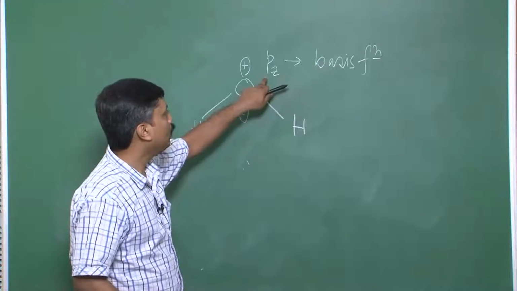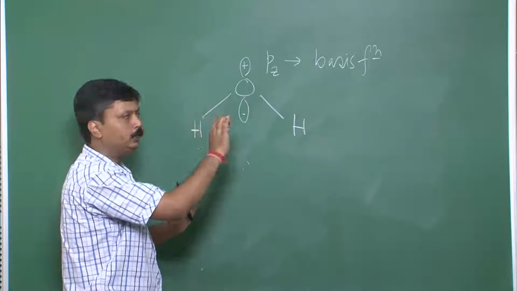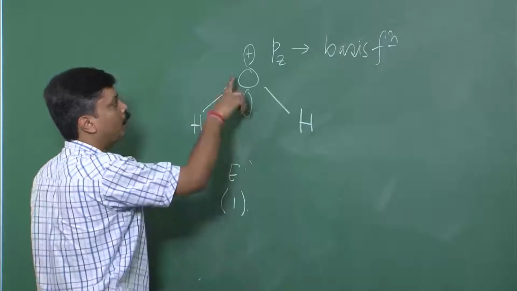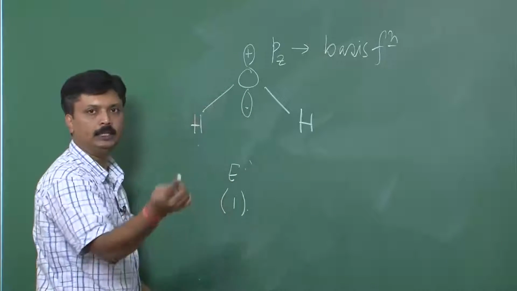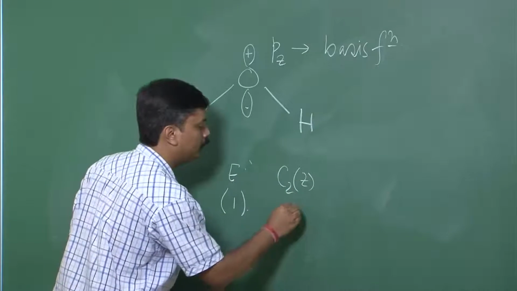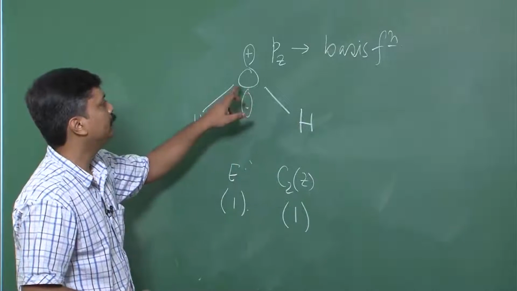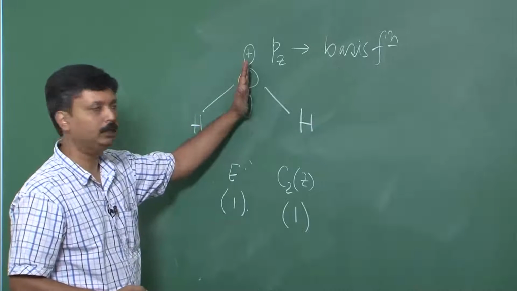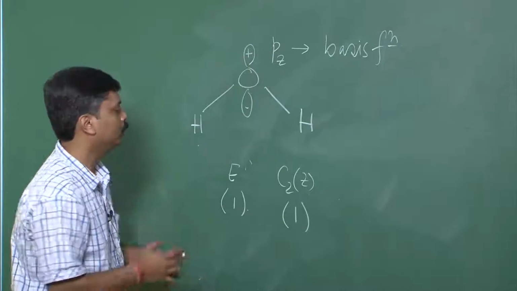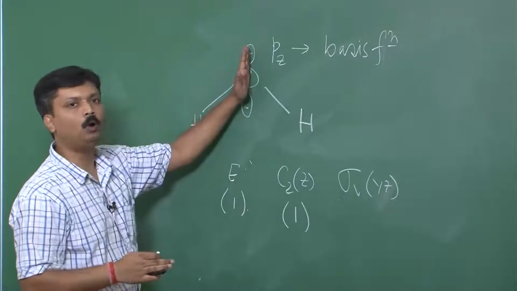When we operate, say, identity on this one, what is going to happen upon the identity operation? Nothing is going to change. So that will have 1. If I operate, say, for example C2, it's not going to change anything, right? So C2, which is along, say, the z axis, will also give a matrix which has the element 1. If I operate sigma v, say sigma v xz, this is say yz, so sigma v yz is not going to alter this pz orbital.